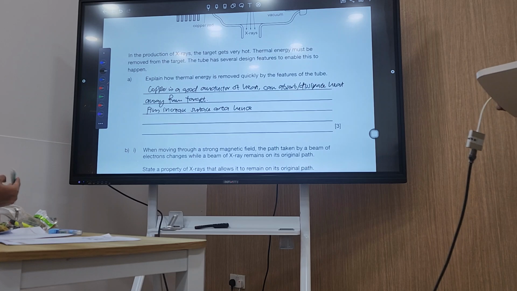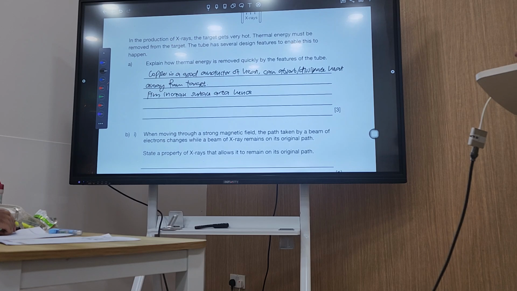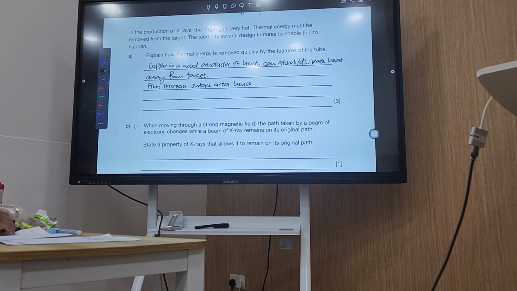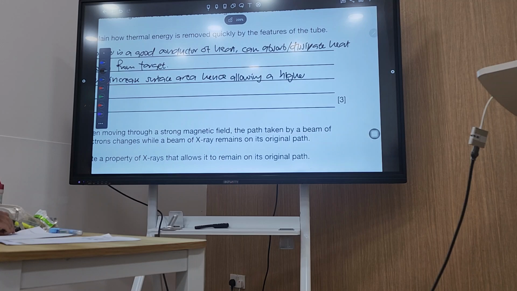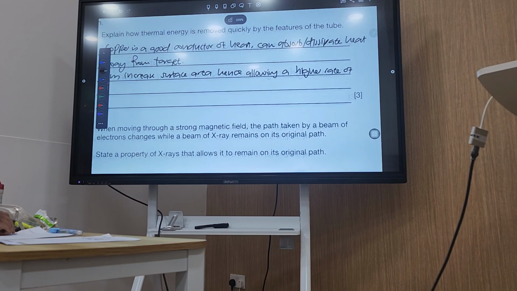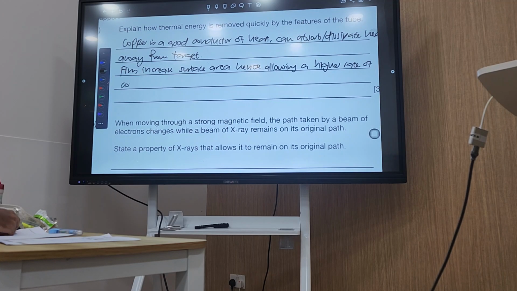Yes, your fins increase your surface area. Now we're done. Hence, if fins increase your surface area, hence allowing a higher rate of conduction away from the target.